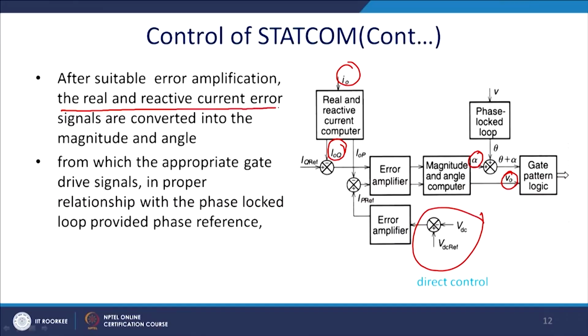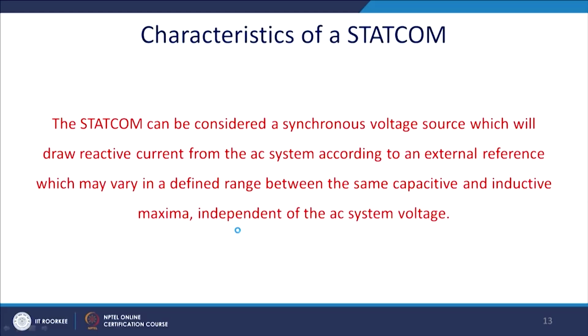After suitable error amplification, the real and the reactive power current error signals are converted into the magnitude and the angle. You may also have a lookup table, from which the appropriate gate signals, in proper relationship with the phase lock loop, are provided as a reference to the triggering circuit.